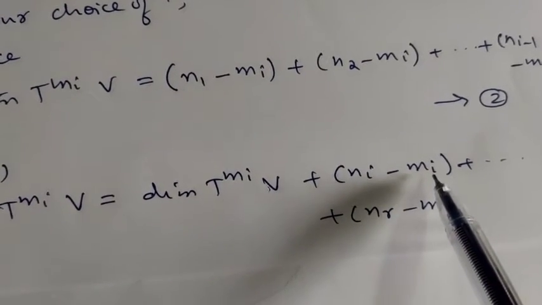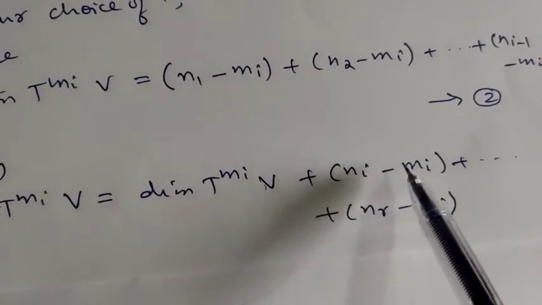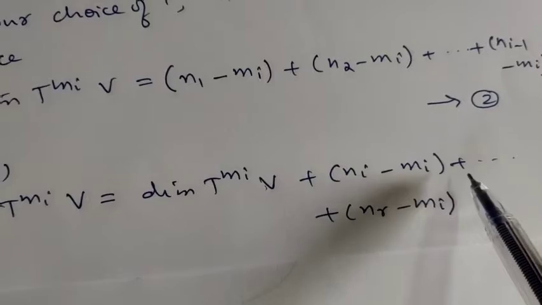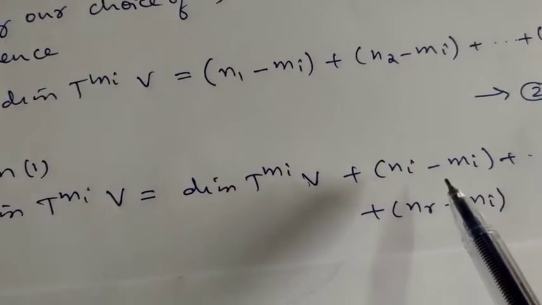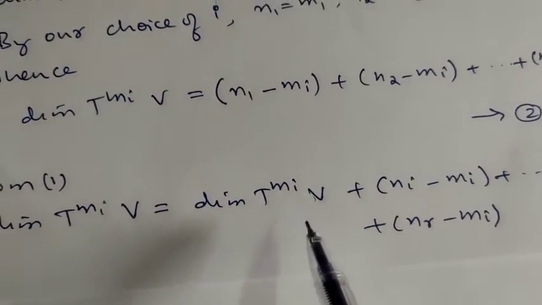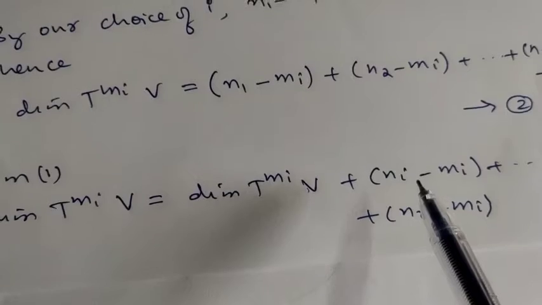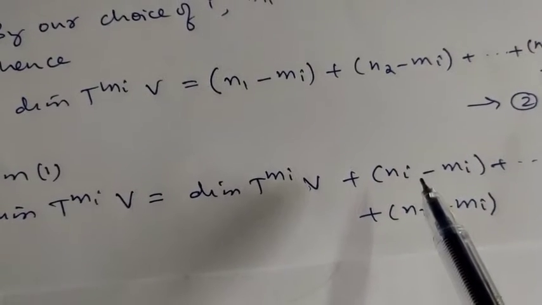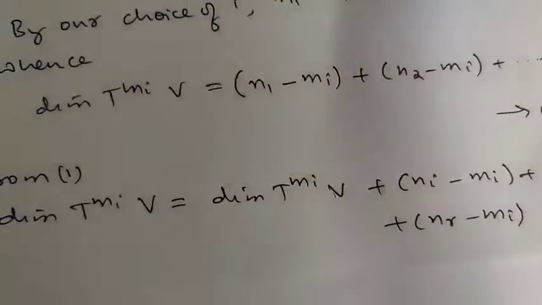We have assumed that mi is less than ni, meaning these are non-zero numbers. Some x is equal to x plus some non-zero number doesn't exist, which is a contradiction. Why does this contradiction arise? We have assumed that ni is not equal to mi for some i. So, we must have ni equal to mi for each i.